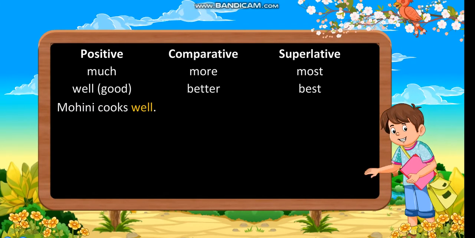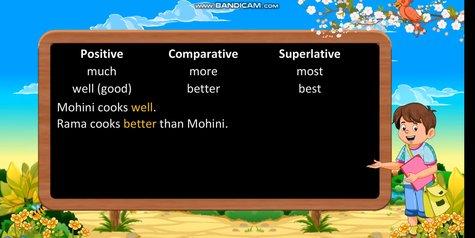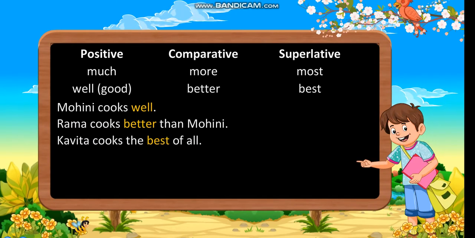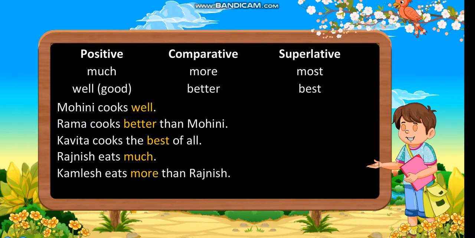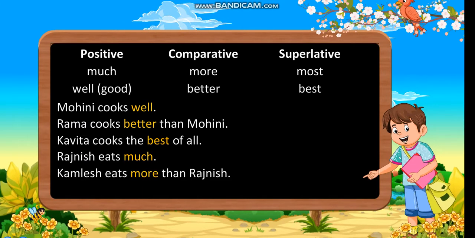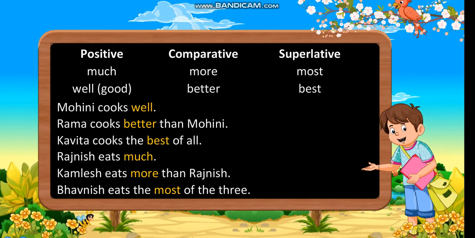Mohini cooks well. Rama cooks better than Mohini. Kavita cooks the best of all. Rajneesh eats much. Kamlesh eats more than Rajneesh. Bhavneesh eats the most of the three.